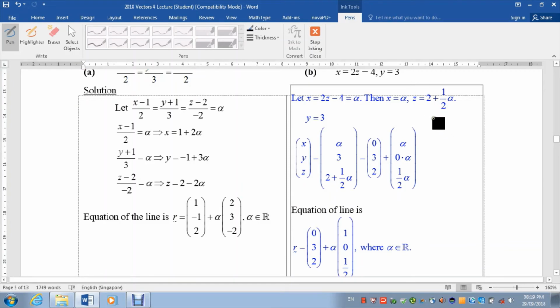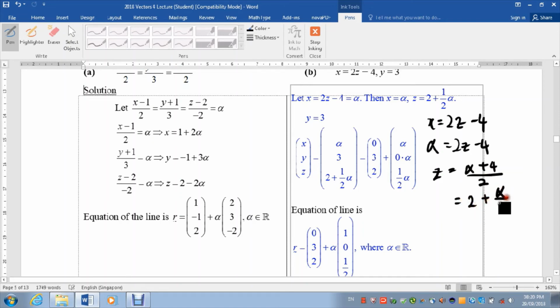Sorry about that. So given x is equal to 2z minus 4, if now you let x be lambda, you will have 2z minus 4. And now you make z the subject, so you get lambda plus 4 over 2, which gives you 2 plus lambda over 2. So this is z, and you are already told that y is equal to 3.